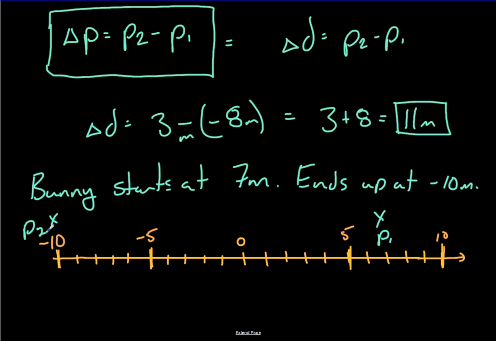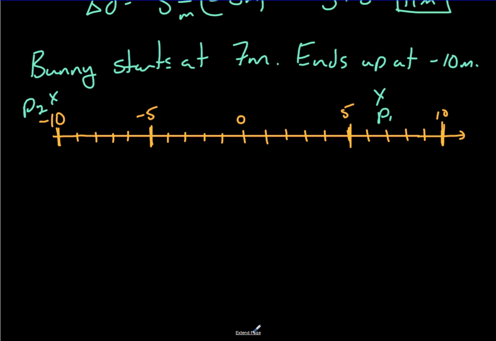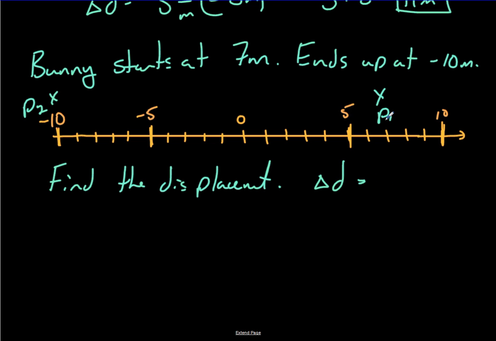So that's position 2. So what do I want you guys to do? I want you to find the displacement of the bunny. You can count it, but I also want you to write it out in terms of delta notation. Delta notation, again, reminding you: delta D, the change in displacement, is final position minus initial position. I'll give you a second to give that a try.